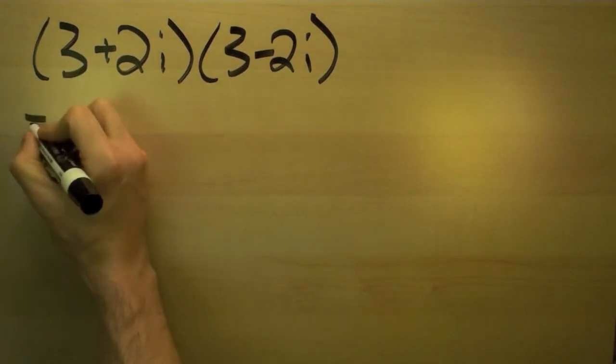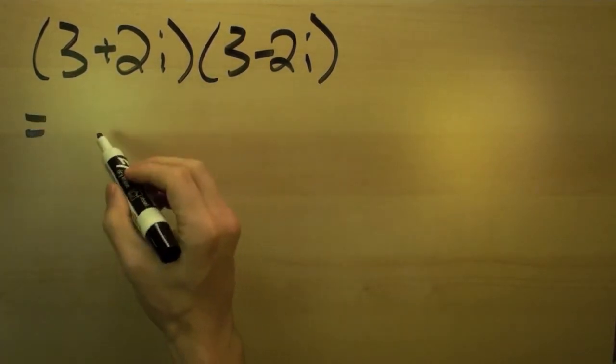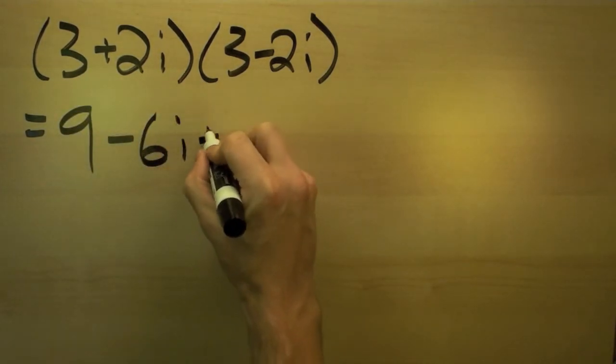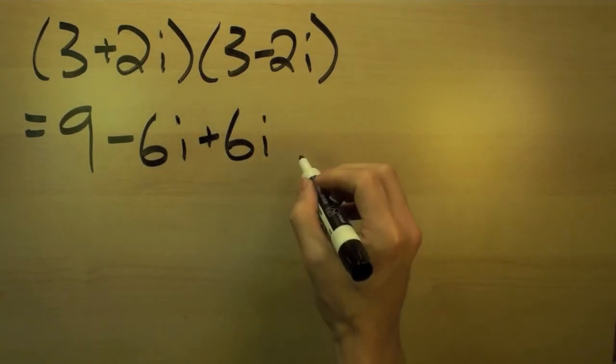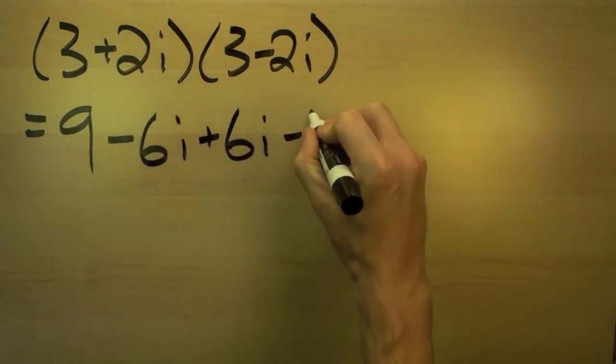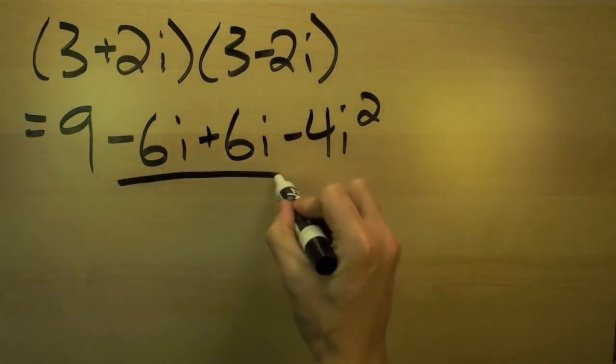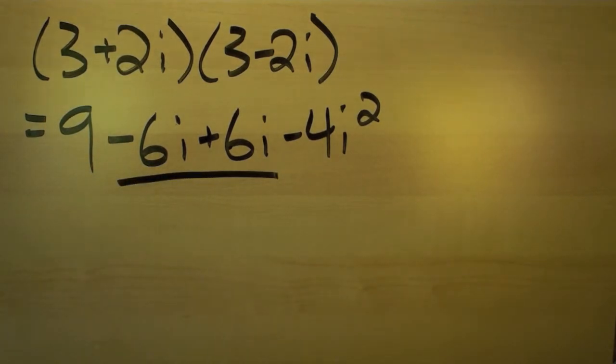When we multiply this out, again we're going to FOIL, so we get 9 minus 6i plus 6i, and then for our last terms we're going to get minus 4i squared. Well, it looks like our terms in the middle cancel, and that's always going to happen with the conjugate. In fact, that's kind of the reason we like the conjugate so much.